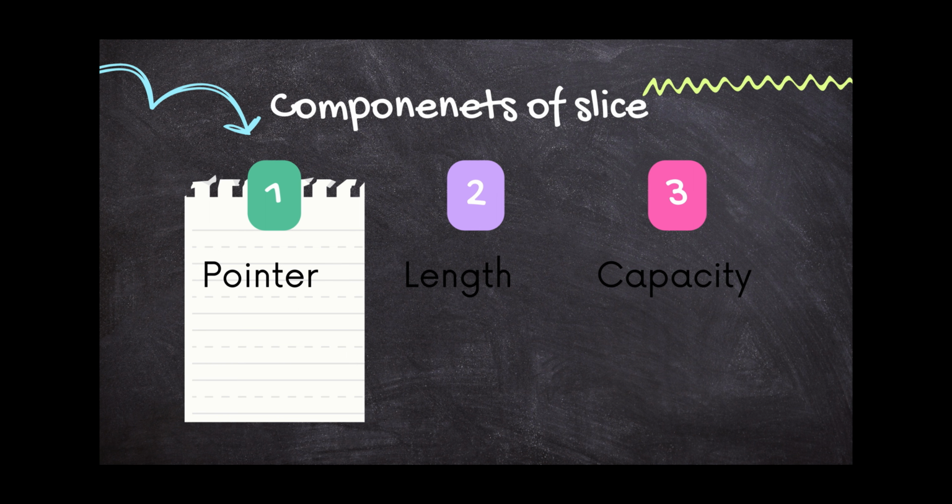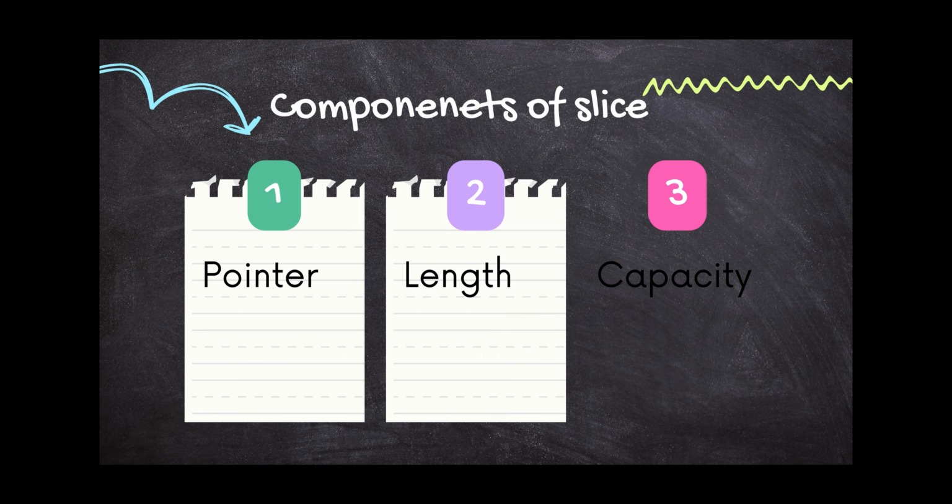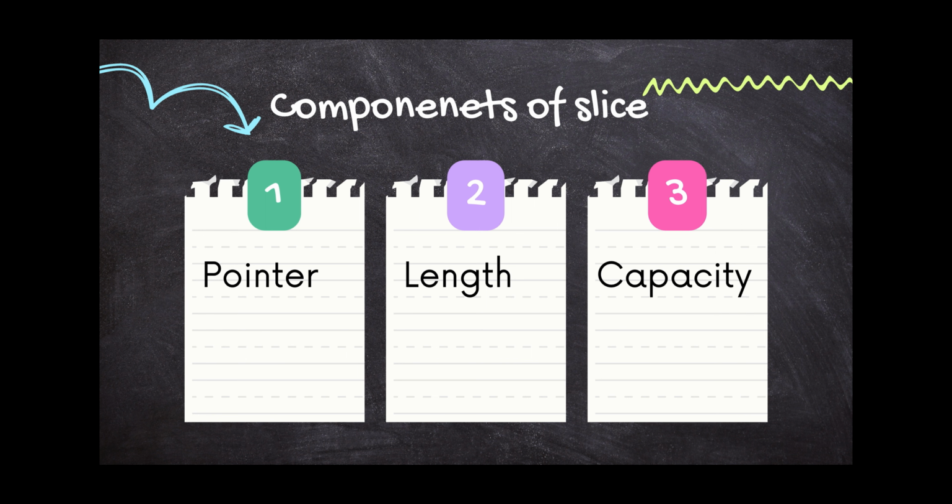It consists of three components. A pointer that points to the first element of an underlying array that is reachable through the slice, which is not necessarily the array's first element. Length is the number of slice elements. It can't exceed the capacity. Capacity is usually the number of elements between the start of the slice and the end of the underlying array.